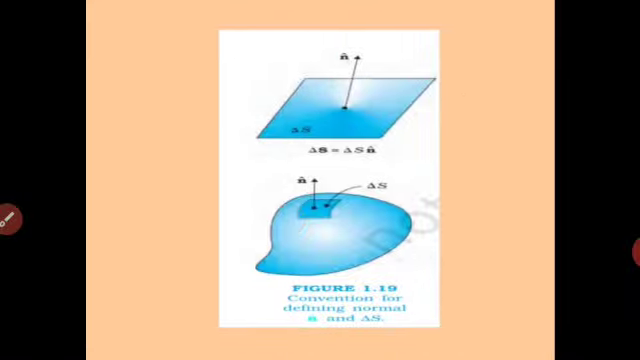Let us look at the diagram. This is taken from the NCERT textbook. Here in the first diagram, we see that the area element, shaded with blue color, is shown as delta S, and the normal to the area, which we call the area vector, is represented by n cap.